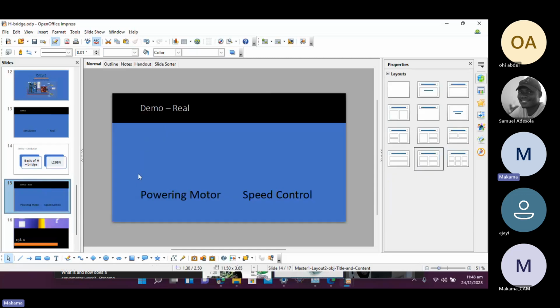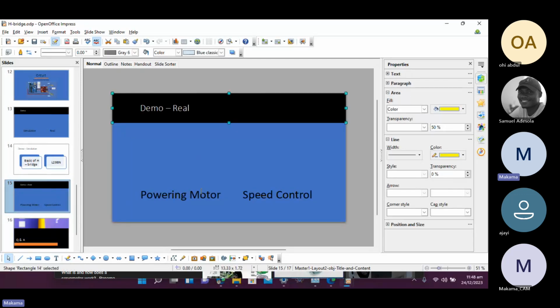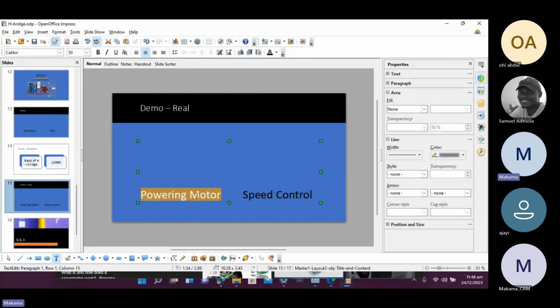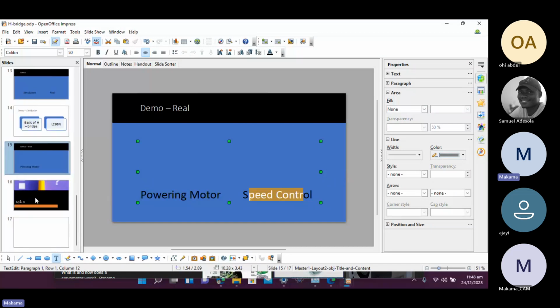So the next thing is the demo for the real one, where we will be displaying powering a motor, because there is a way to power a motor. It is not just to plug terminal A to the battery and terminal B to the negative of the battery to power your motor. You can also see how to gain speed control of your motor.